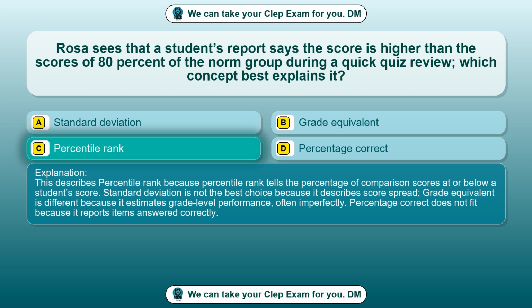This describes percentile rank because percentile rank tells the percentage of comparison scores at or below a student's score. Standard deviation is not the best choice because it describes score spread. Grade equivalent is different because it estimates grade level performance, often imperfectly. Percentage correct does not fit because it reports items answered correctly.